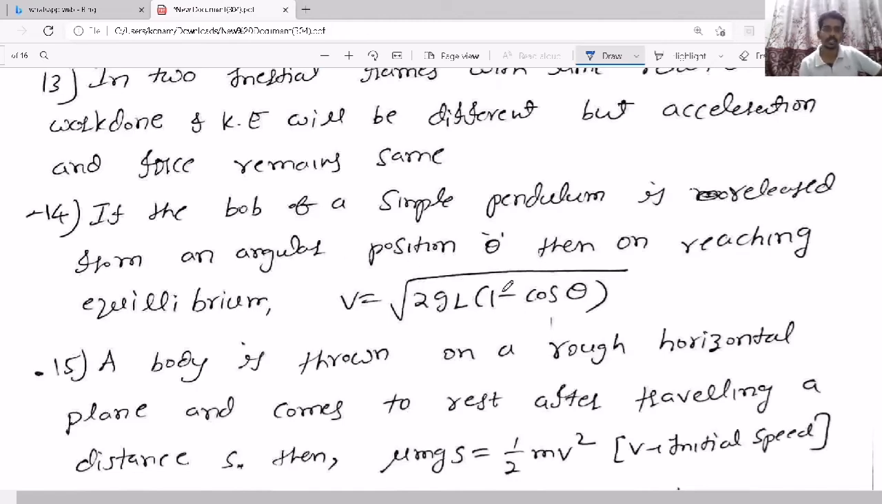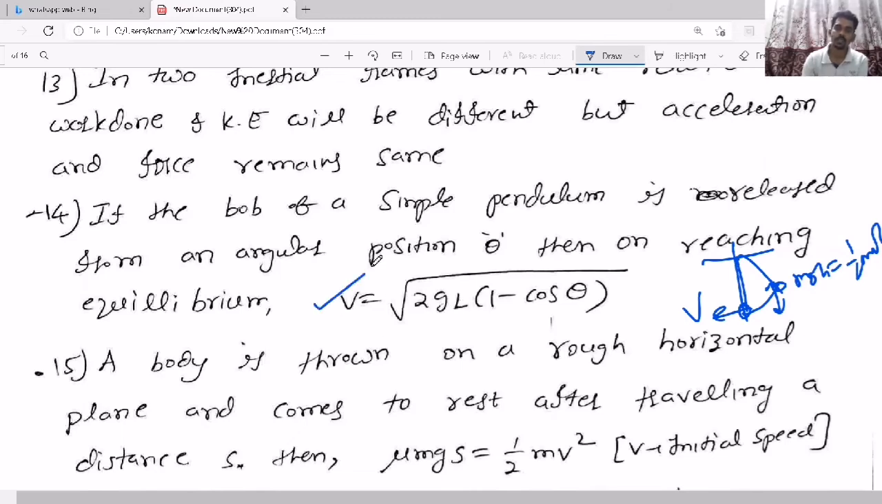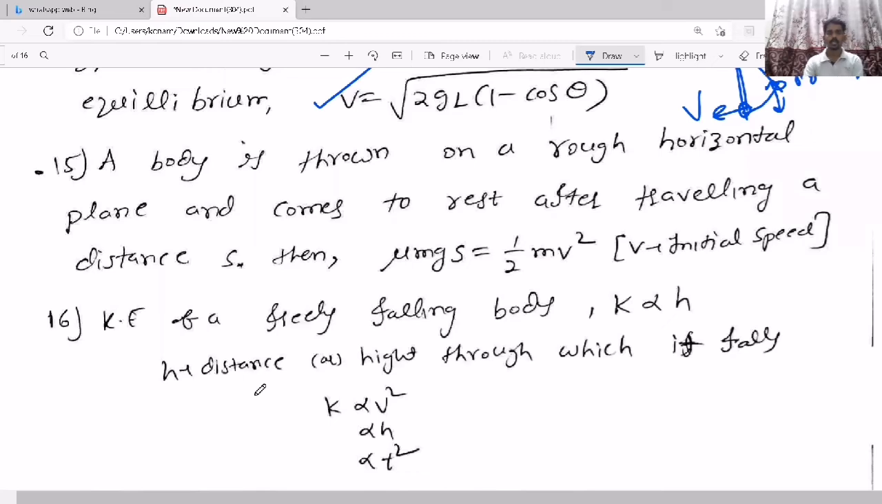Now, if the bob of a simple pendulum is released from an angular position theta, see here, there is a bob. Now it is at an angular position. Now you release it, then it will come down. So while reaching the bottom vertical position, it will acquire some velocity. So there is a decrease in height. So mgh equals half mv square. So conservation of mechanical energy. The decrease in potential energy converts into an increase in kinetic energy, and if you take that equation, then you will get this velocity at the vertical position or bottom position.